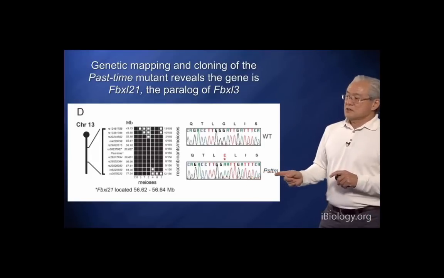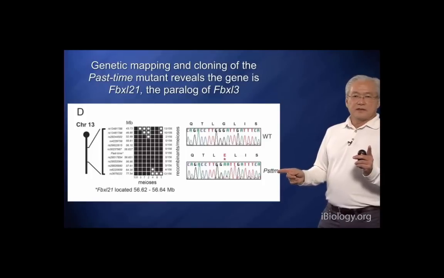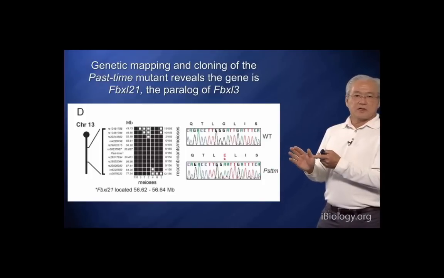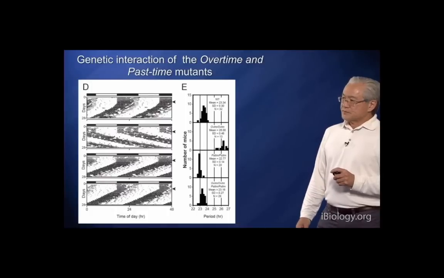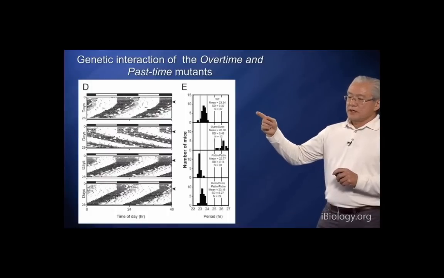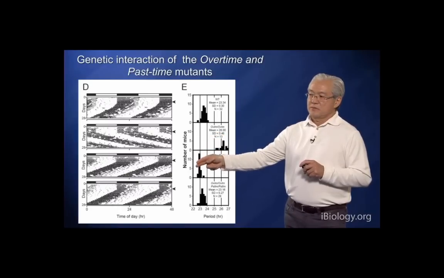But the mutant is surprising because it has an opposite phenotype. Instead of lengthening the period, as we saw for overtime, this mutant shortens. And so we looked for the interaction of overtime, the long period mutant, with pastime, the short period mutant, by crossing those two strains of mice.